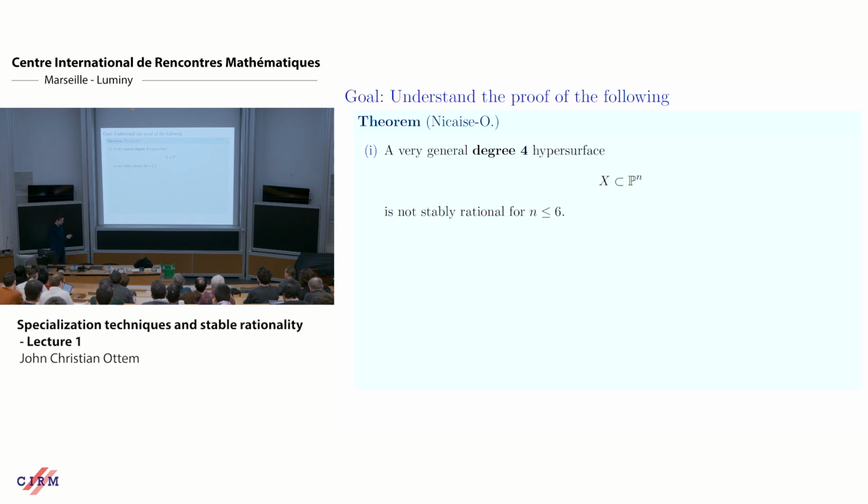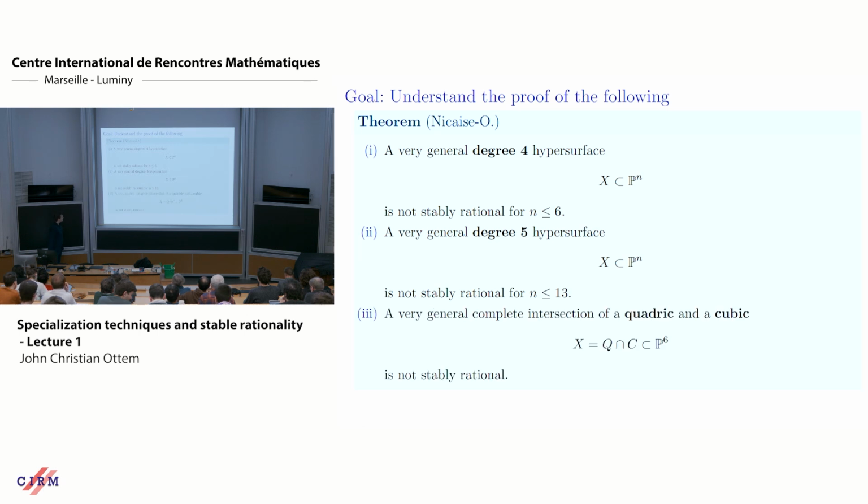So there were some results on this before. For low n, of course, this is known, but I'll try to survey a little bit about which degrees were known before. And the next result is about degree 5. Here we can go all the way to 13. A very general degree 5 hypersurface is not stably rational up to dimension 12.